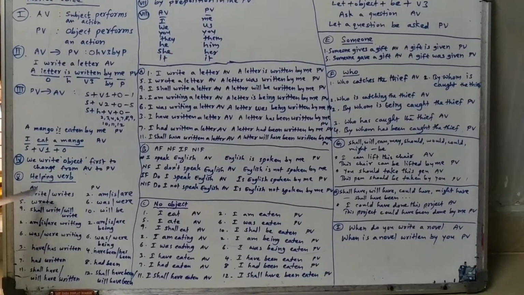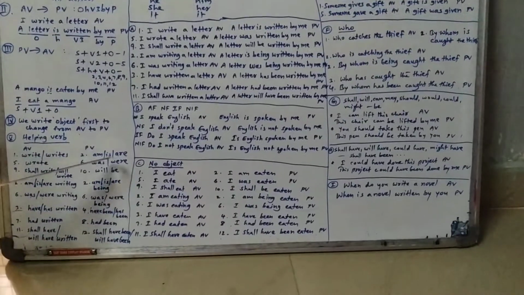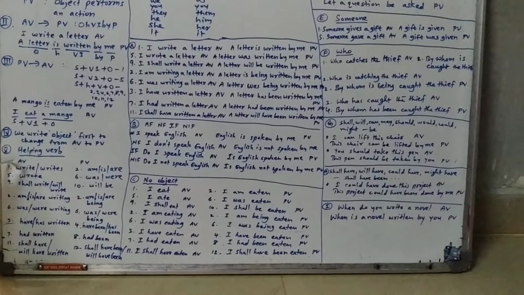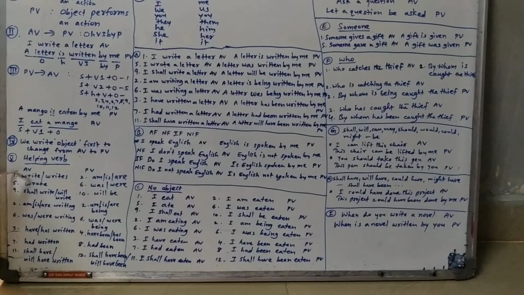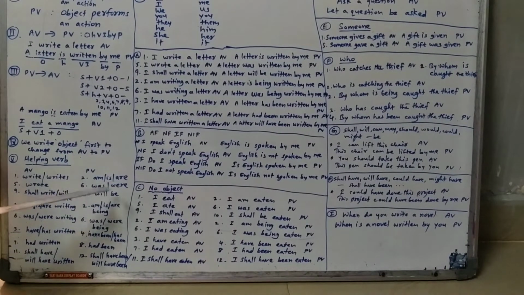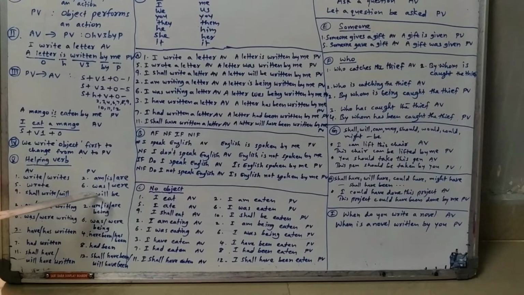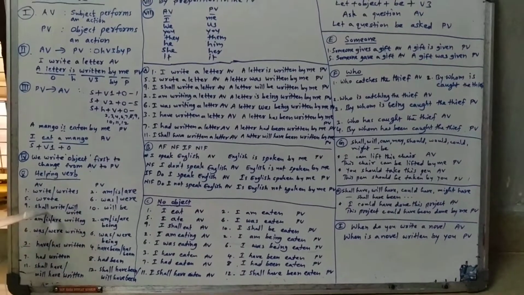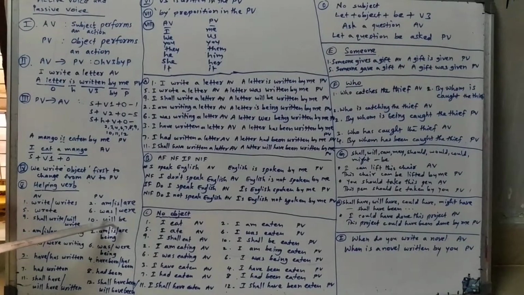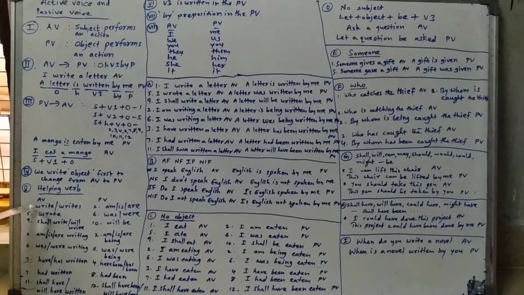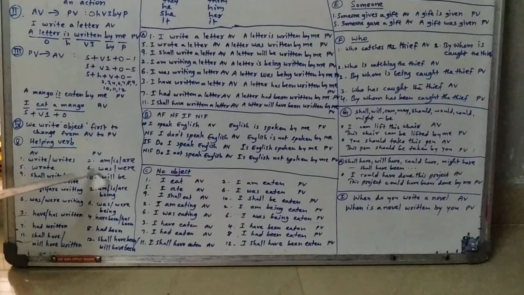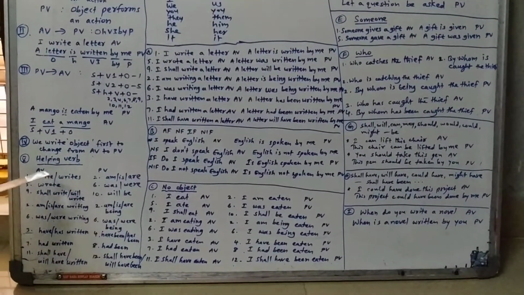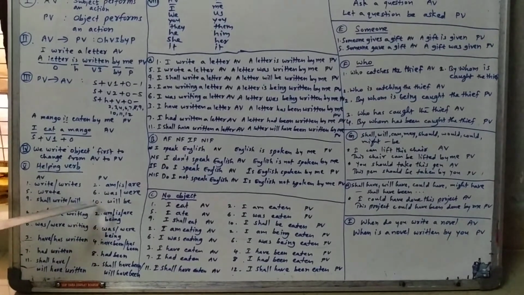Next, wrote: was, were. Was, were means this is the fifth tense. These are the helping verbs of the sixth tense. Shall write, will write. This is the ninth tense. Will be is the 10th tense. Simple present tense, simple past tense, simple future tense. Present continuous, past continuous, future continuous. 1, 2, 5, 6, 9, 10.